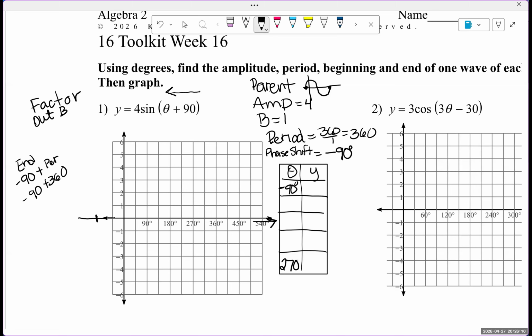Now, how are we going to get the middle? We are going to average. So negative 90 plus 270 divided by 2. Okay, if we were to look at this, negative 90 and 270, do you have a guess as to what the middle is going to be? So let's calculate the average. Negative 90 plus 270 is 180, divided by 2 is 90. So the middle is 90.